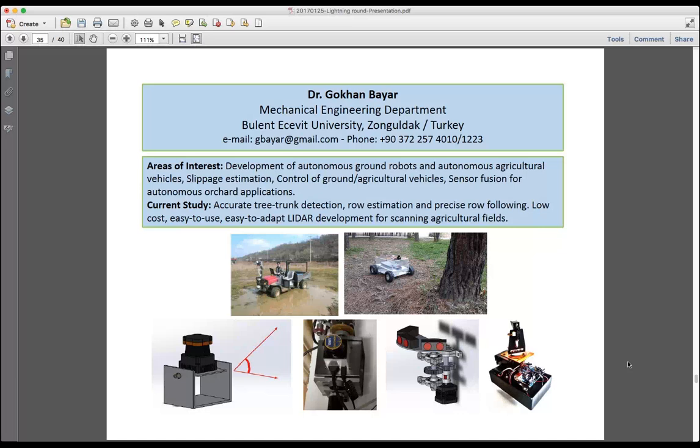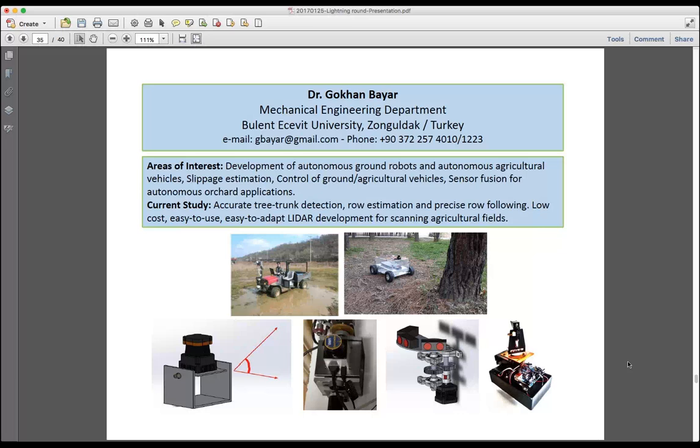Hello, everyone. My name is Gokhan Mayar. I am from the Mechanical Engineering Department of Gulen Tecevit University, located in Zonguldak, Turkey. Mainly, I am working on the development of autonomous ground robots and autonomous agricultural vehicles. Also, my research is focusing on slippage estimation, control of ground and agricultural vehicles. Also, I am working on sensor fusion for autonomous orchard applications.